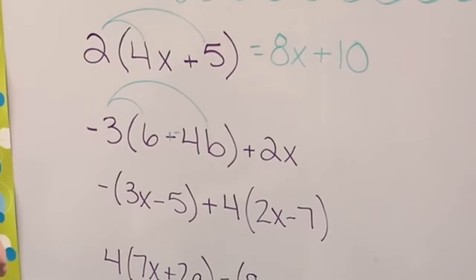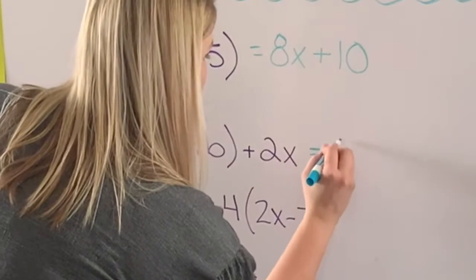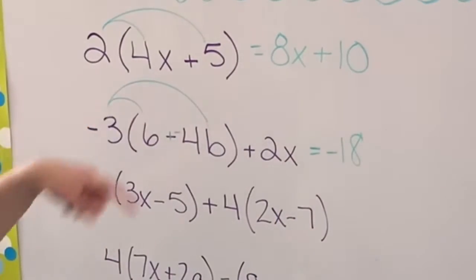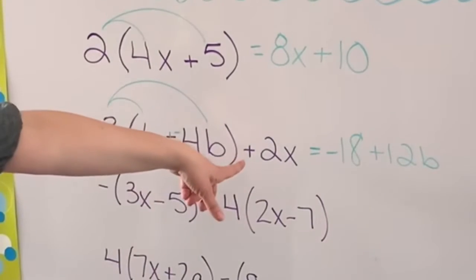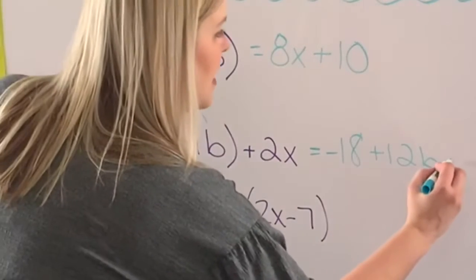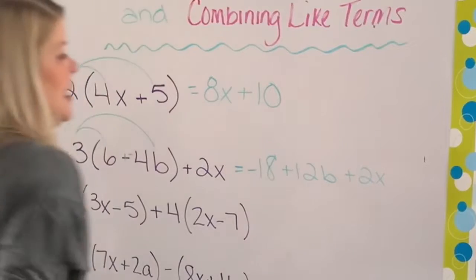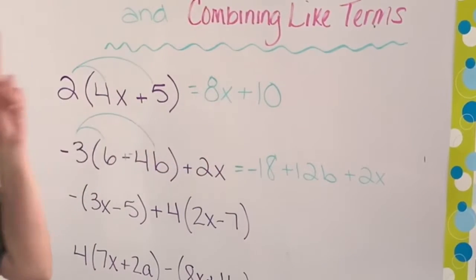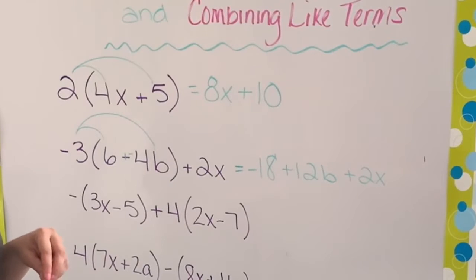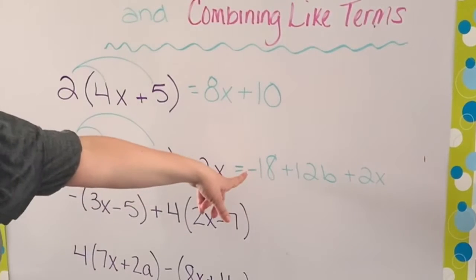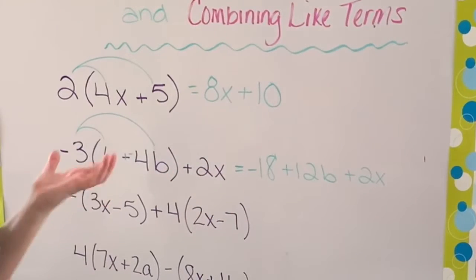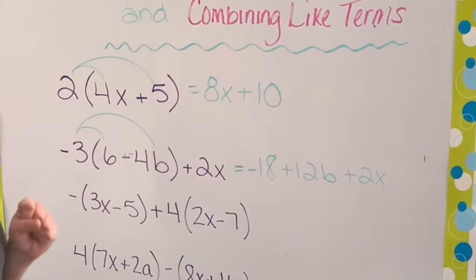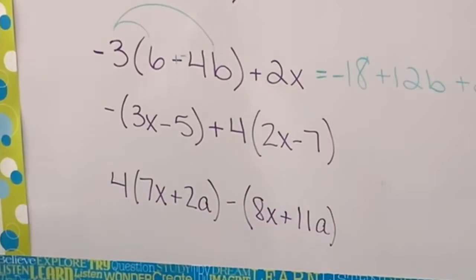So a negative 3 times a positive 6 would be a negative 18. And a negative 3 times a negative 4b would be a positive 12b. And then I also have this plus 2x that I have to add to the end. Now, if I had terms that were on the same team and they were like terms, I could combine them at this point. But 18 doesn't have any variables, 12 has a b, and 2 has an x. So I'm done, even though this one is a 3-term answer versus a 2-term answer, I still cannot combine any more like terms. All right, let's take a look at number 3.